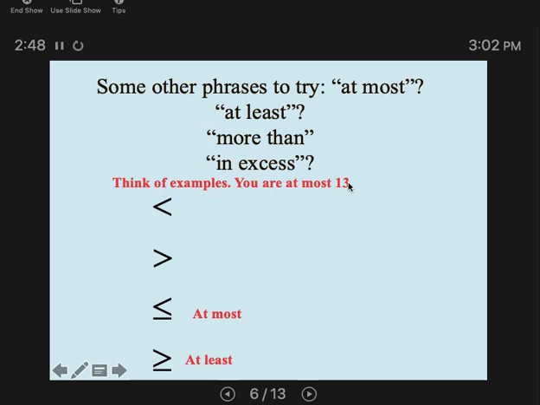More than. If you are more than 13, can you be 13? No. So it has to be one of these top two symbols. More than is the same as greater than. In excess. If you are in excess of 13, that doesn't make sense. If you weigh in excess of 13 pounds, that means you weigh more than 13 pounds. So again, in excess would go with this symbol.